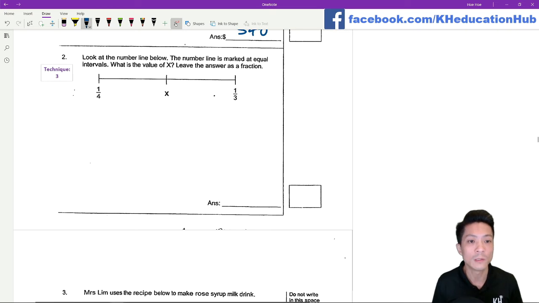Question 2, look at the number line below. The number line is marked at equal intervals. What is the value of x? Leave the answer as a fraction. So in this case, if you watch the other paper which I did, right, x is basically the middle of these two. To find the middle value, first you add them together.